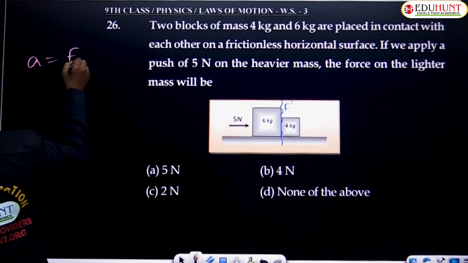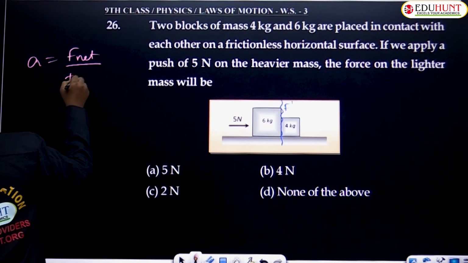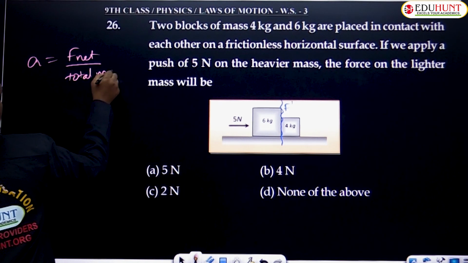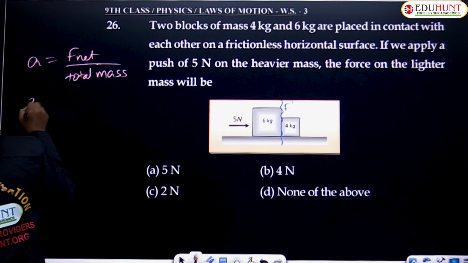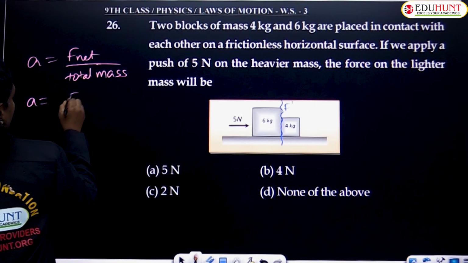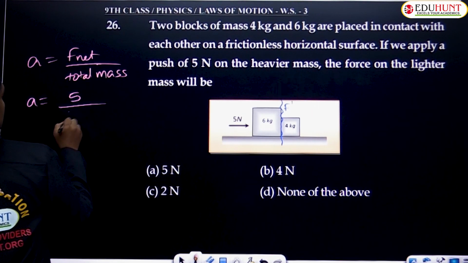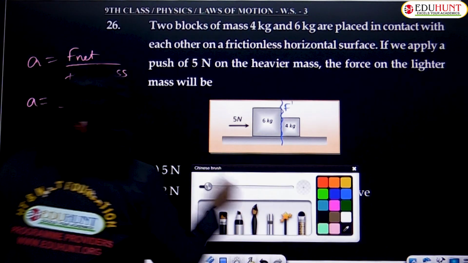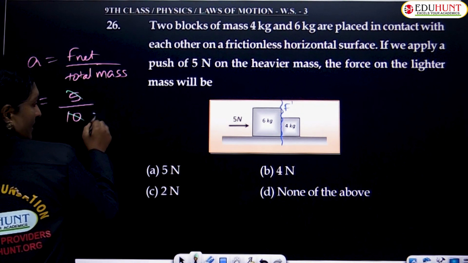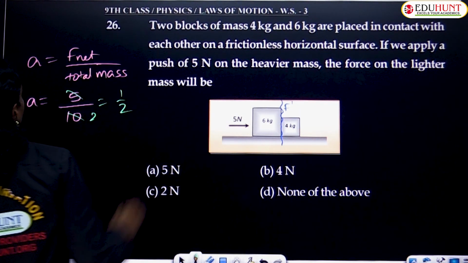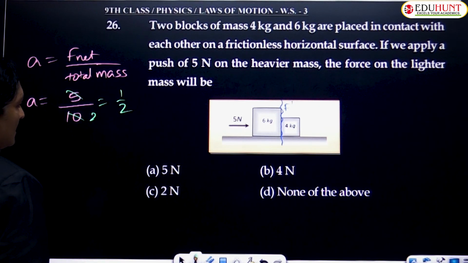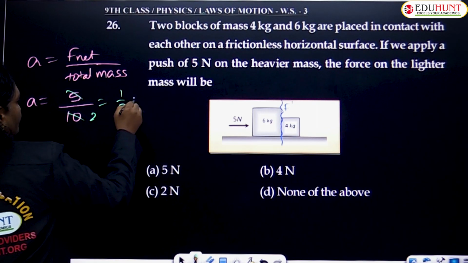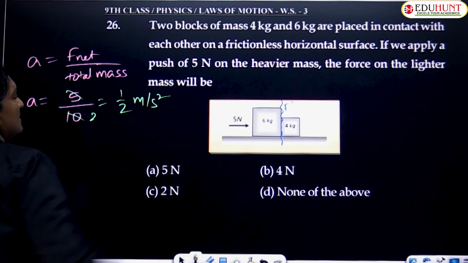Acceleration of the system is nothing but the total force acting upon the total mass. That's it. So what is the total force acting, children? 5 Newton upon total mass, which is 10 kg. After solving this, 5 goes 2 times, this equals 1/2 meter per second square. Keep it aside. 0.5 meter per second square.